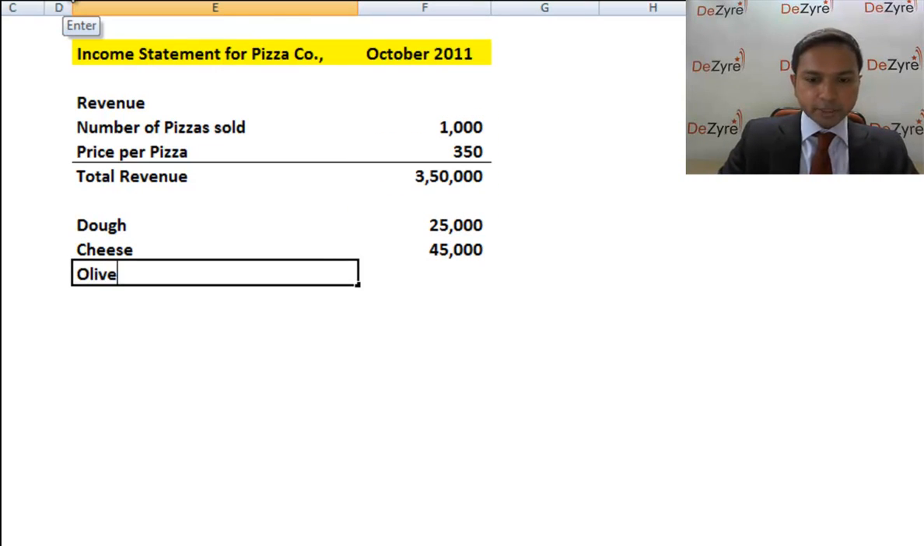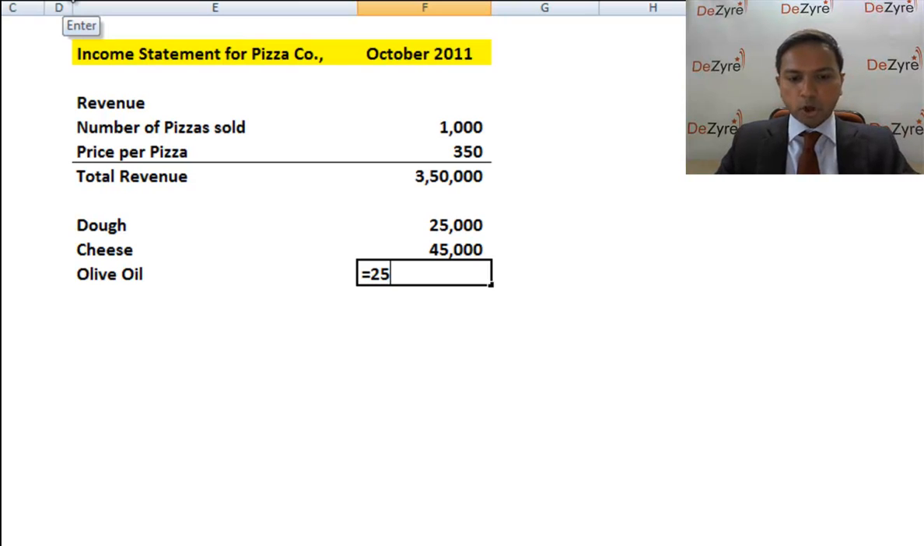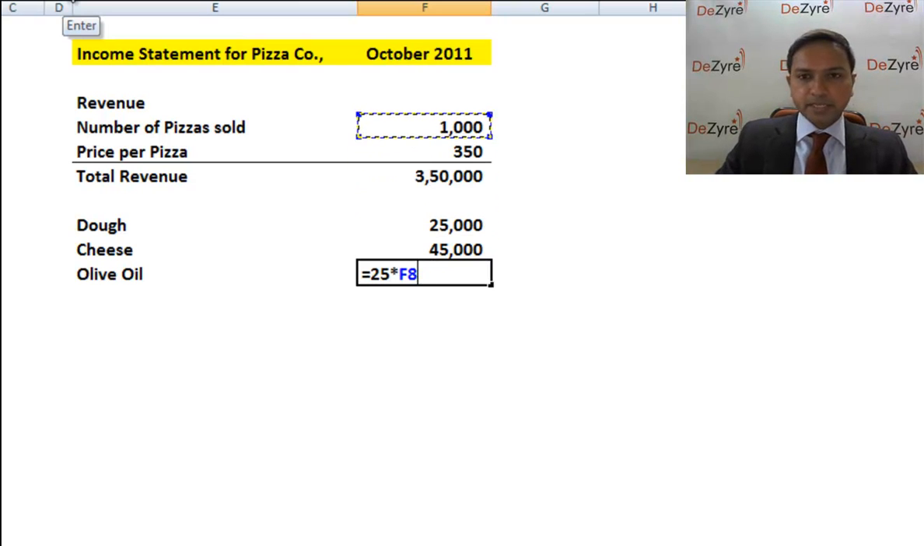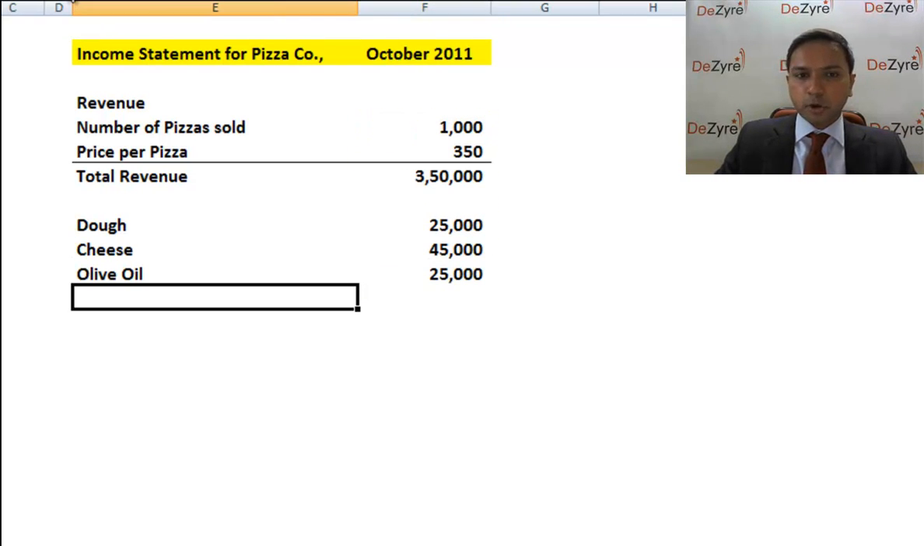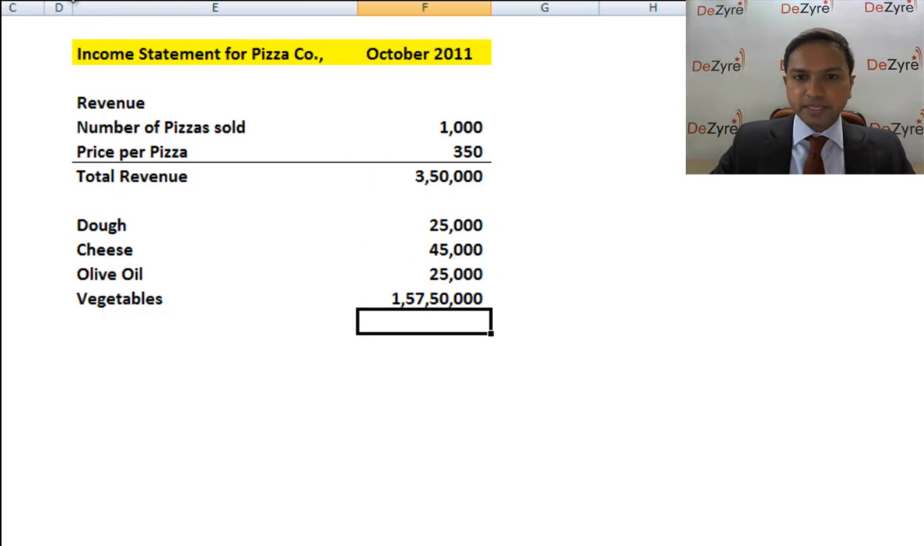You add a nice dash of olive oil because you price your pizza very pricely, customers are going to expect that. And let's say olive oil is, you spend 25 rupees a pizza, and that's 25,000 rupees in olive oil. And let's use a bunch of vegetables. You make only vegetarian pizzas, so it's 45 rupees worth of vegetables in a pizza.